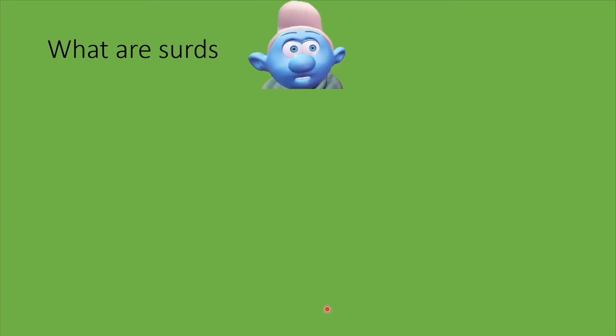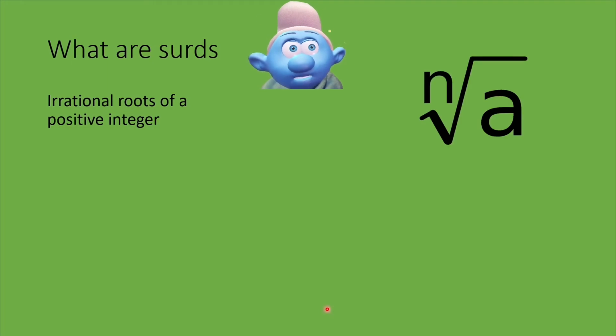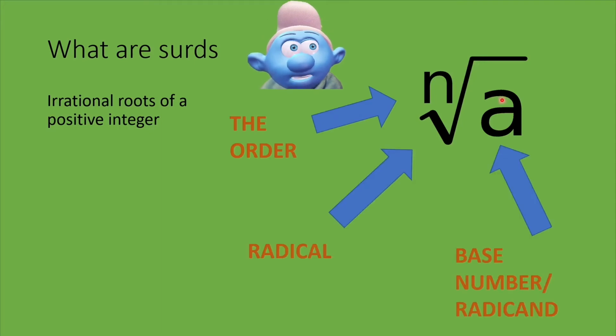So what are they? Surds are irrational roots of a positive integer, and they must be irrational numbers. This is what a surd looks like. There are three parts of a surd: the order, the radical, and the radicand, also known as the base number.